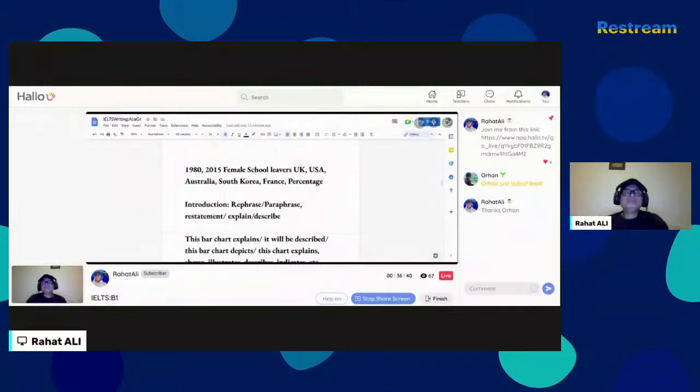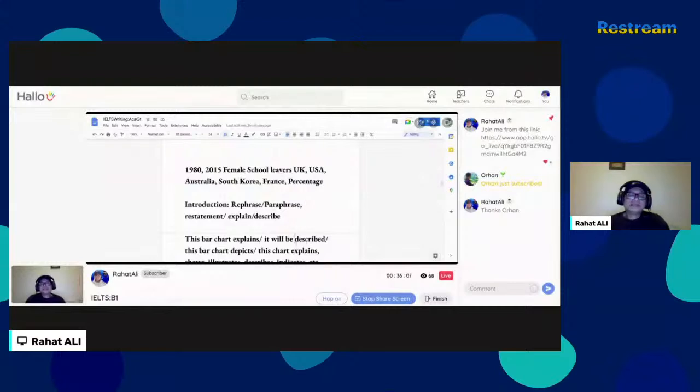As a part of IELTS writing, we do not use first person. We use either third person or passive voice. So we are going to write like this: This bar chart explains. Or if it is third person, it will be described or explained. It could be written in different ways.